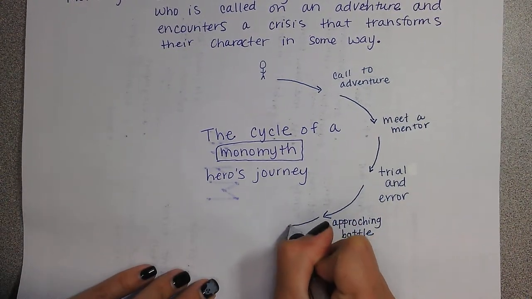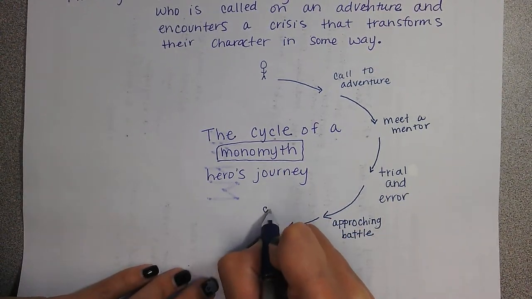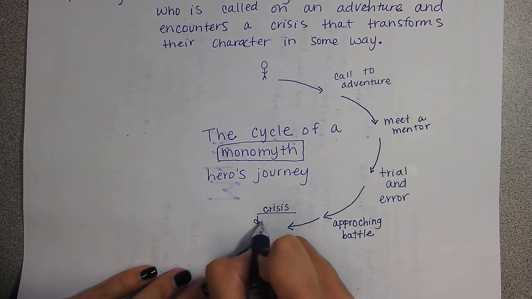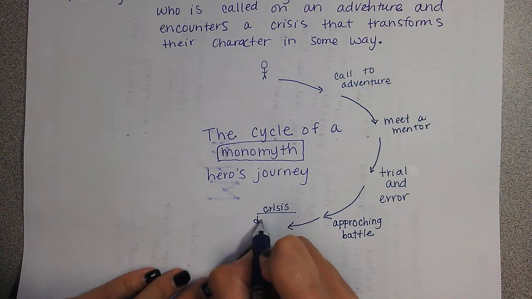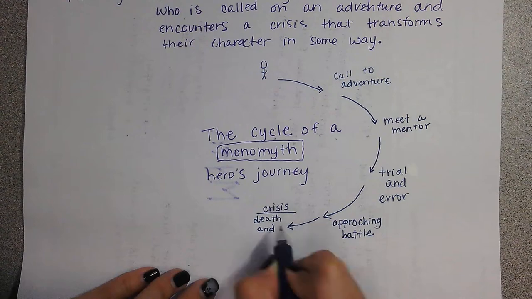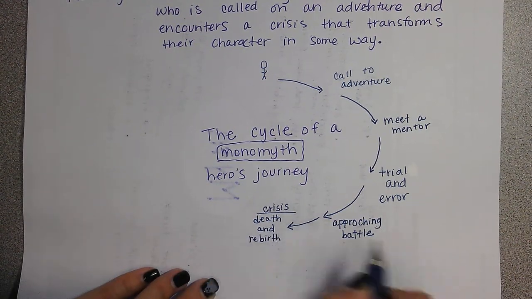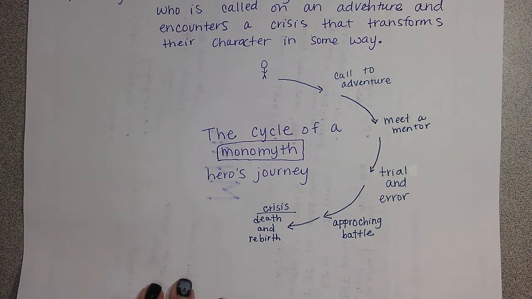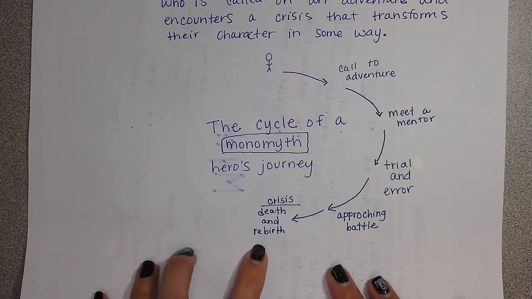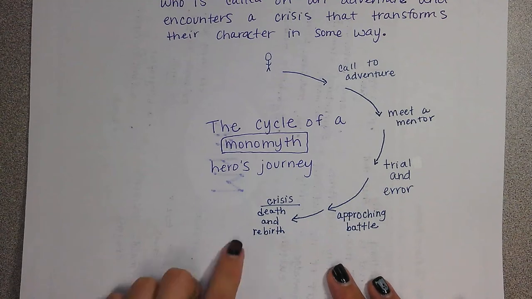After they approach a battle, obviously, sometimes some heroes don't always win, right? They have their crisis. Maybe sometimes they die in some way or they are badly hurt. So I'm going to put death and rebirth. Okay, now, once a hero dies and they are reborn again, something can happen. Something changing can happen for the hero.